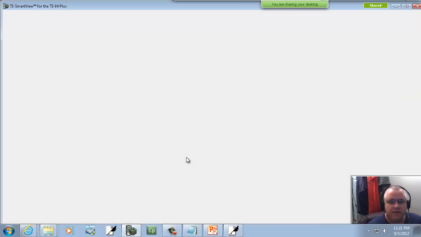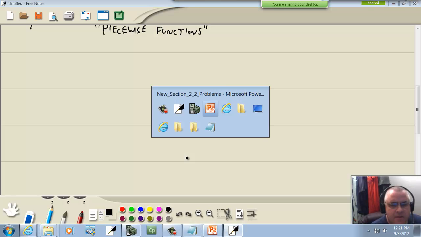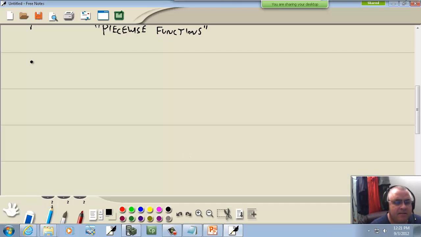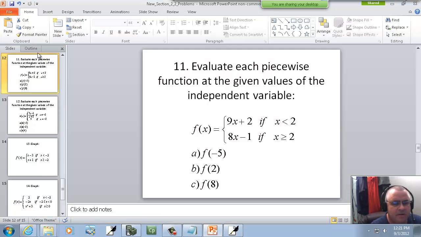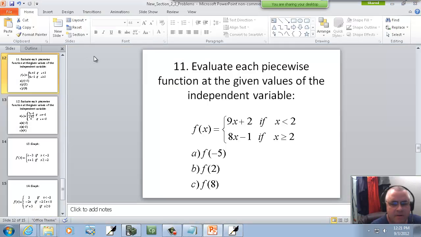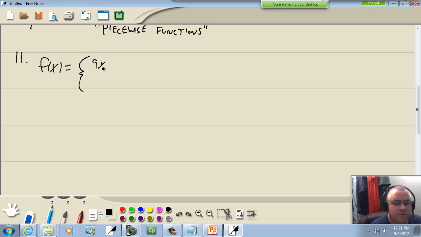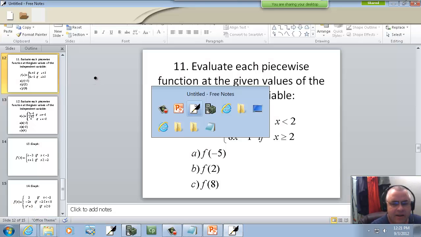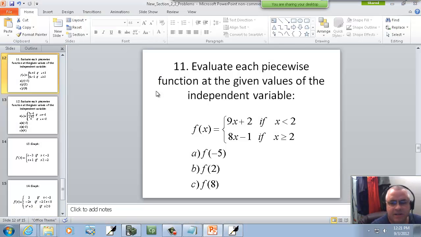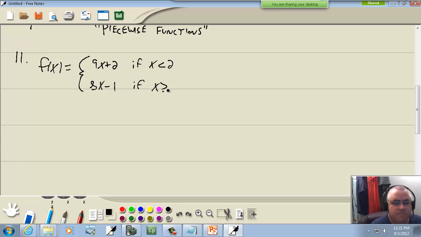Okay, so these first ones are just evaluating. So let's take a look at those. We've got f of x is equal to 9x plus 2 if x is less than 2, and 8x minus 1 if x is greater than or equal to 2.